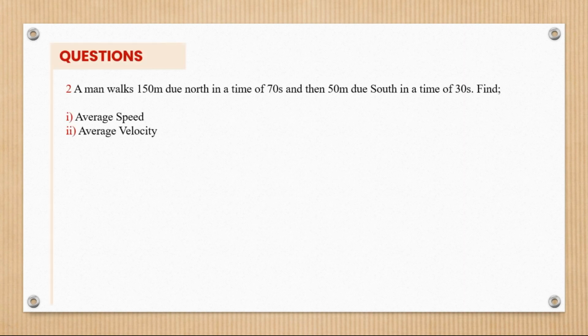Alright, let's move to question number 2. So question number 2 says, a man walks 150 meters due north in a time of 70 seconds, and then 50 meters due south in a time of 30 seconds. Find the average speed as part 1, and part 2 find the average velocity.